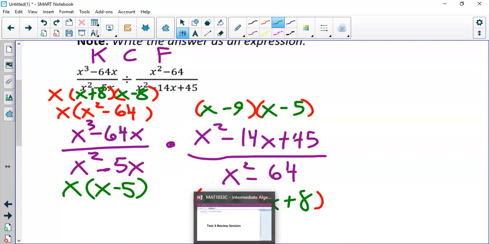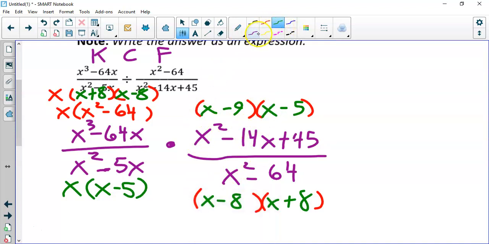All right, so now that everything is factored, we can start getting rid of stuff. What's going away? Both of these, x plus 8s, x minus 8s, cancel out with the x plus 8, x minus 8 down there. What else? x minus 5s are going away.